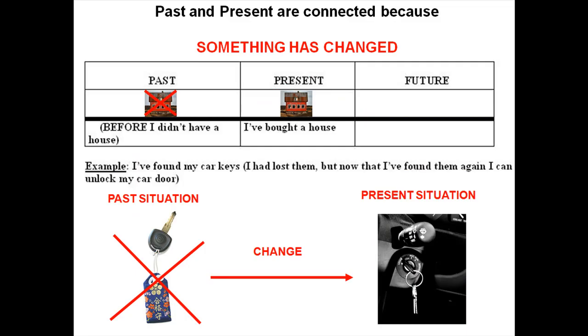The first situation of use of the present perfect is when something that happened in the past has produced a change in the present. When I say I've bought a house, I'm talking about a change in my life. The moment when this happened is not the point here. When you say I found my car keys, you're stressing the idea that the past situation of not being able to use your car is over.